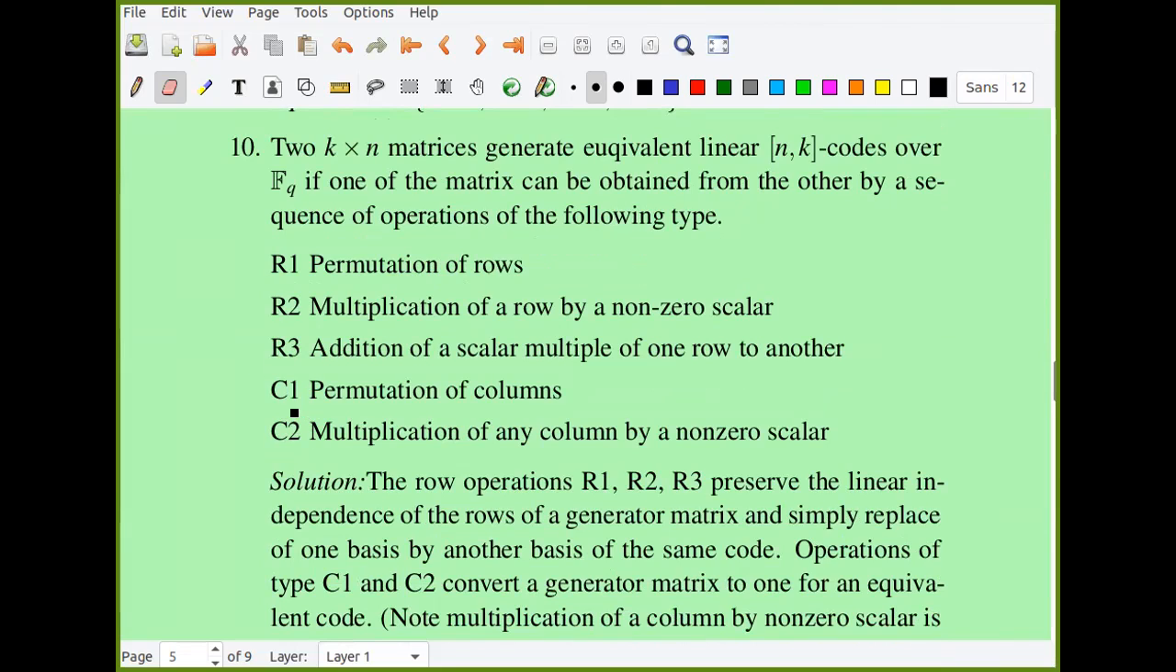These two we discussed earlier. It is true for any codes C1 and C2: permutation of the columns and multiplication of any column by a non-zero scalar. This is true in general for any code, not only linear. In the linear case, we have three extra conditions. Why? Linear code, how do you get a linear code actually? Where does a complete linear code come from?